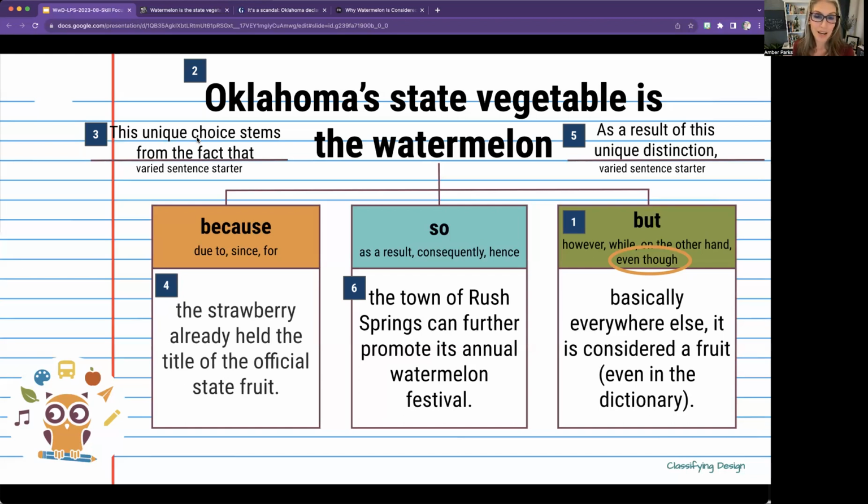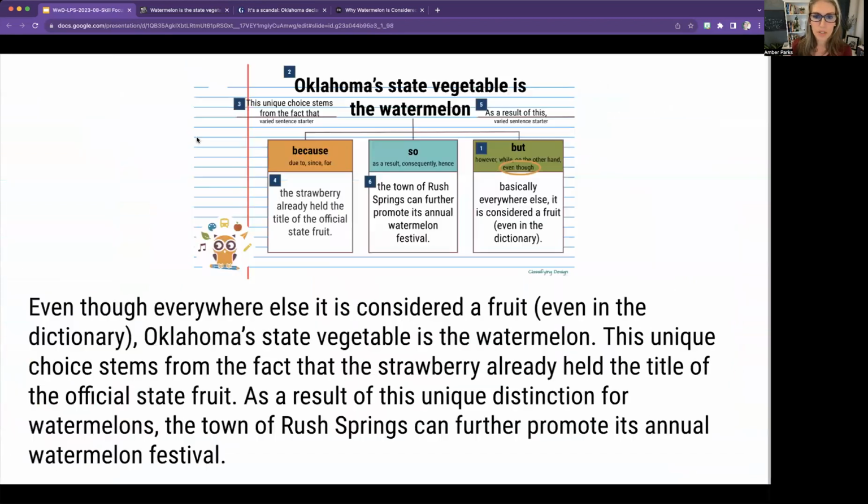It just makes writing a lot more flexible and fluid because you're seeing, gosh, I have all these phrases, right? There's 6 different phrases right here, and we didn't even use all the ones that are here to really come up with a fantastic little paragraph. So that's what you're seeing down here. Even though everywhere else it is considered a fruit, even in the dictionary, Oklahoma state vegetable is the watermelon. This unique choice stems from the fact that the strawberry already held the title of the official state fruit.